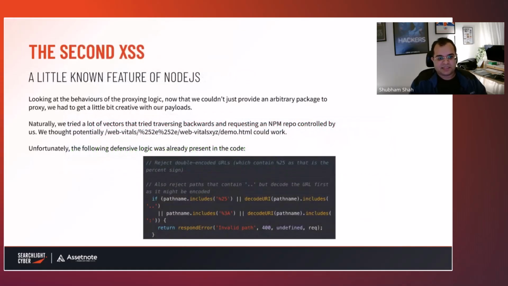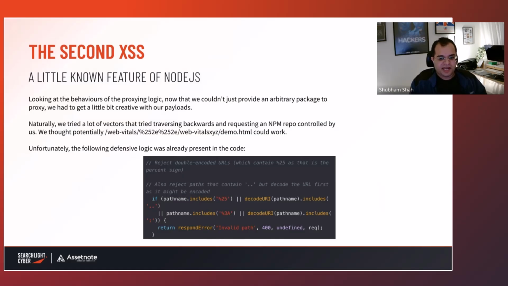The second XSS actually relies on a little-known feature of Node.js. Looking at the proxying logic, we couldn't just provide an arbitrary package anymore. We had to get a little bit creative with our payloads. Naturally, we tried a lot of payloads that attempted directory traversal. That seemed like the next logical step. If it has to end with a slash, why don't we try and traverse backwards through one of these CDNs and hopefully end up at the package that we want?